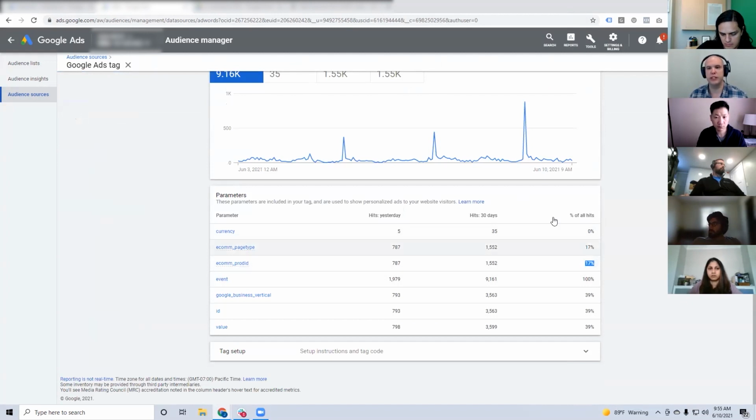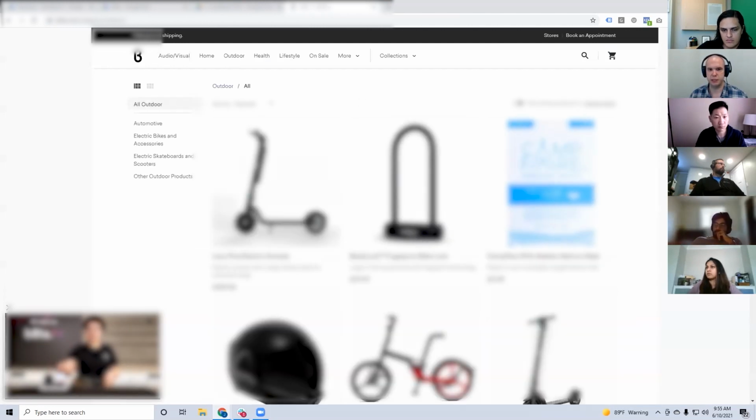Great. All this means is that the ecom prod ID fires on this page, but is empty. And I'll go through this because it gets a little bit technical. It fires on this page, but it's empty. Fires on this page, but it's empty.